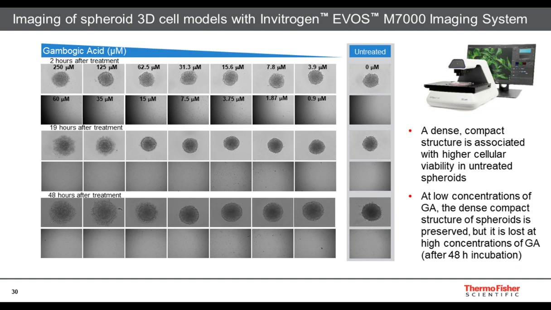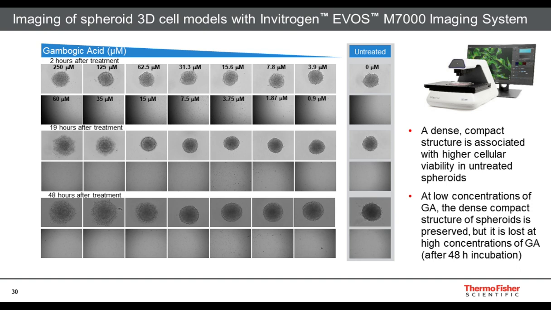Not only can we quantify the cell viability of spheroids and monolayers of cells, we can also visualize the health of the spheroids by microscopy. These images were obtained on the EVOS M7000 Imaging System on either a flat-bottom 96-well plate for monolayer cells, or a NUNC U-bottom 96-well plate for the spheroids. From left to right, we have high concentrations of gambogic acid to low concentrations of gambogic acid. And from top to bottom, we have increasing incubation time with the drug, starting at 2 hours down to 48 hours.